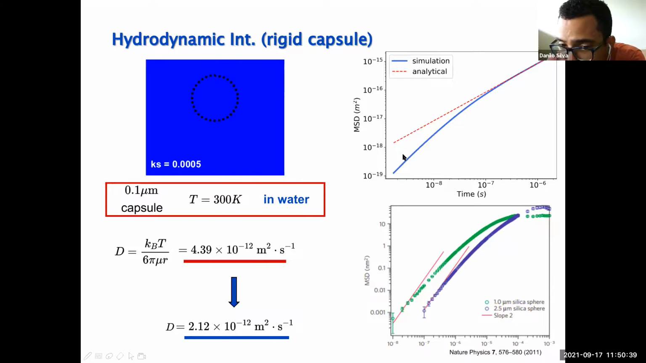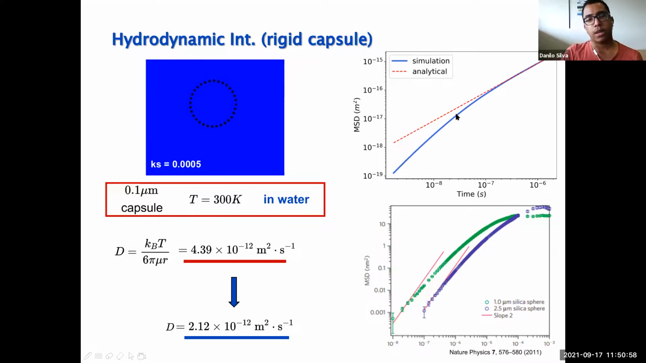And this behavior of seeing this transition from a ballistic to a hydrodynamic regime to a diffusive regime has been seen in experiments. At very short timescales we have a ballistic regime, and then we have a hydrodynamic regime, and then finally we reach a diffusive regime.